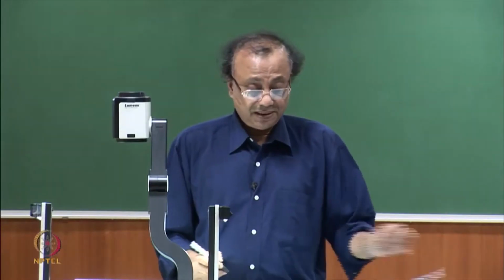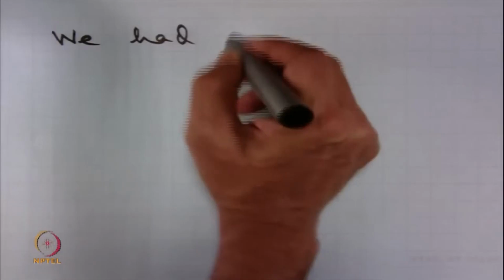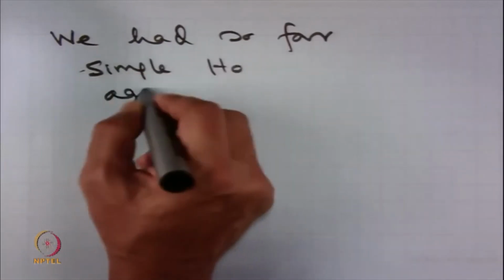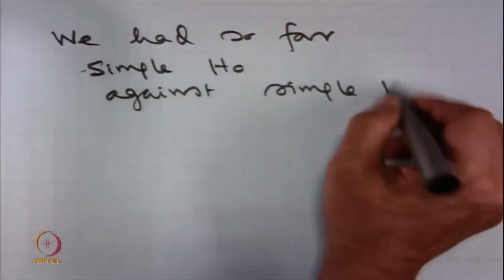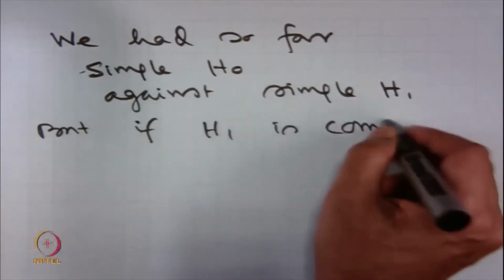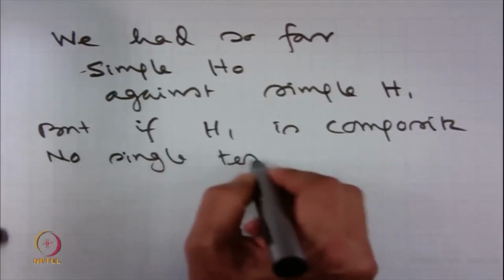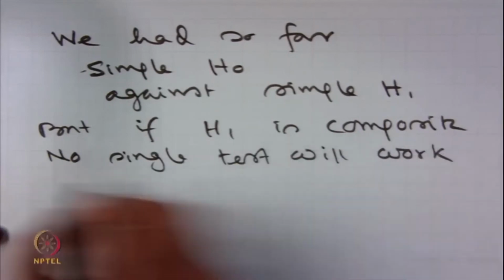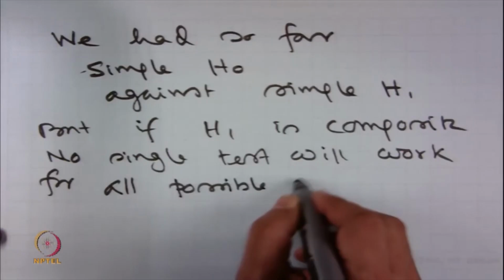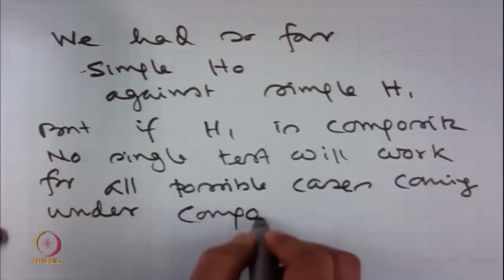In all the examples that I have given so far, we had simple H naught against simple H 1, but if H 1 is composite, no single test will work for all possible cases coming under composite H 1.